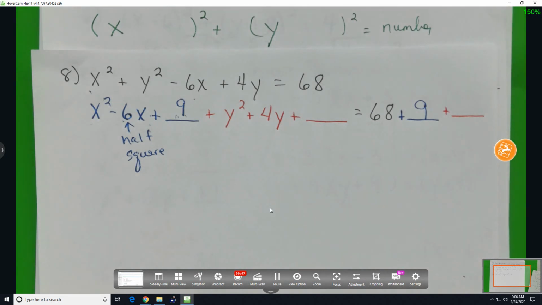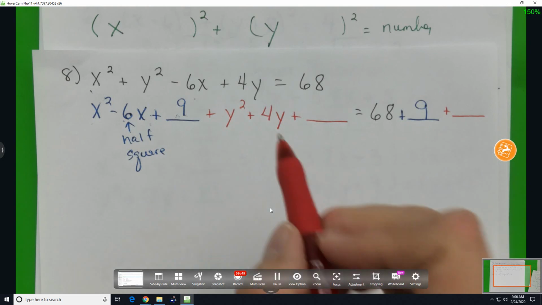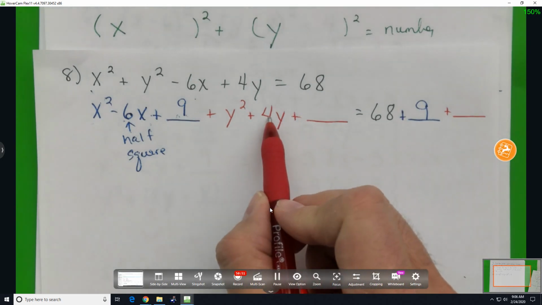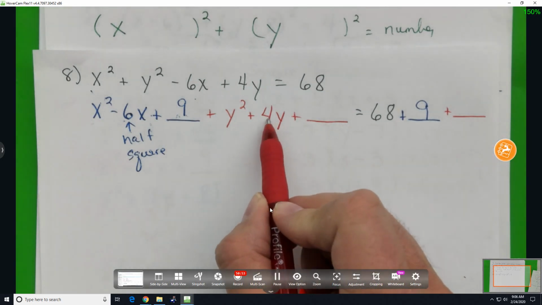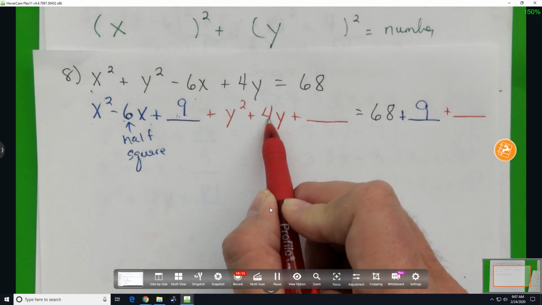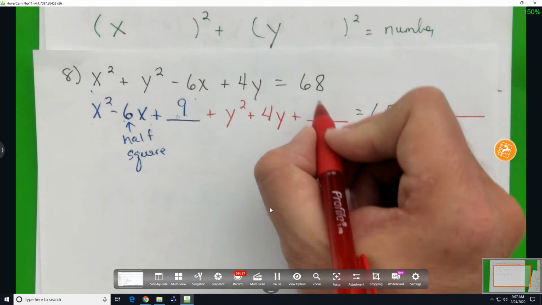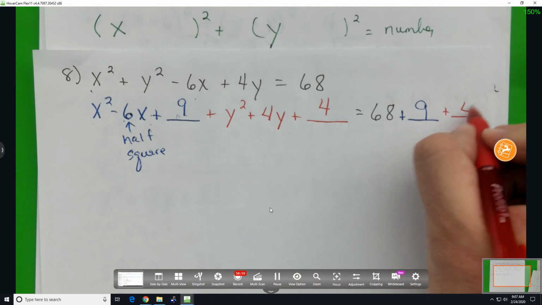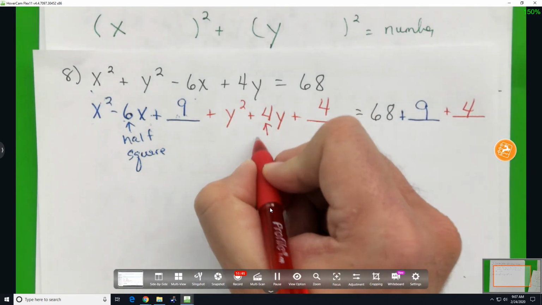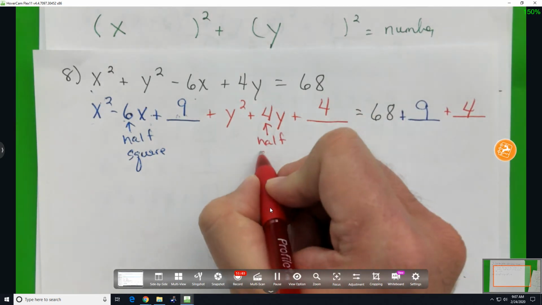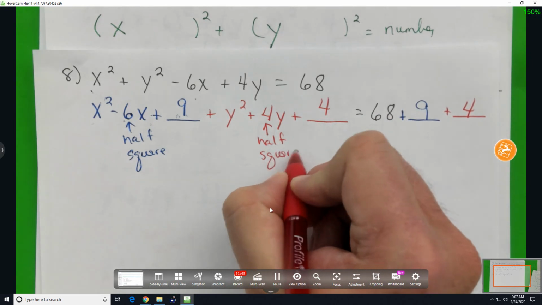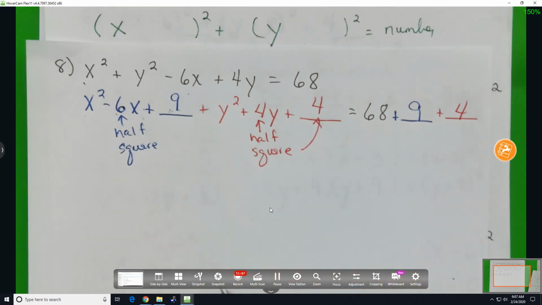Do the same thing with the red. Half of 4 is 2. 2 squared is 4. Once again, I'm taking half of that number and then squaring it. That's how I get the number in the blank.